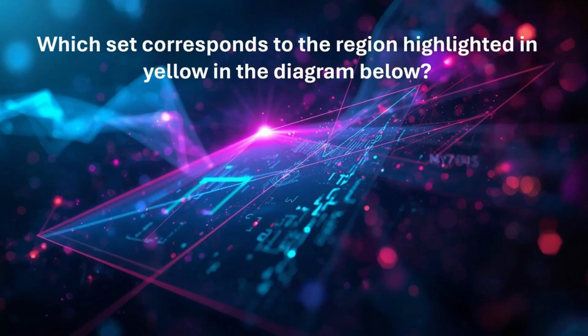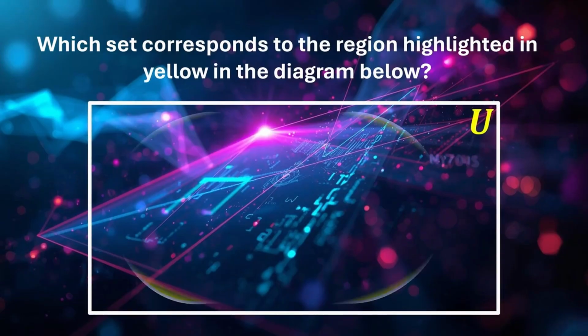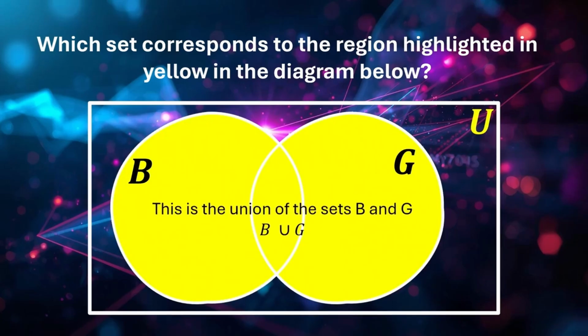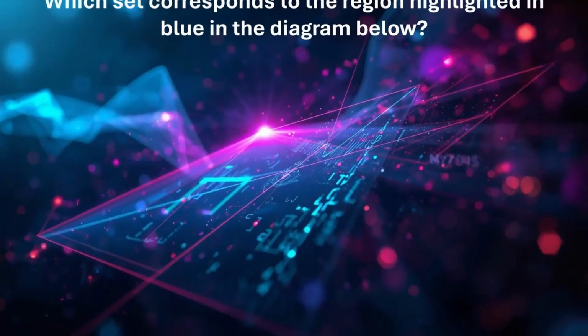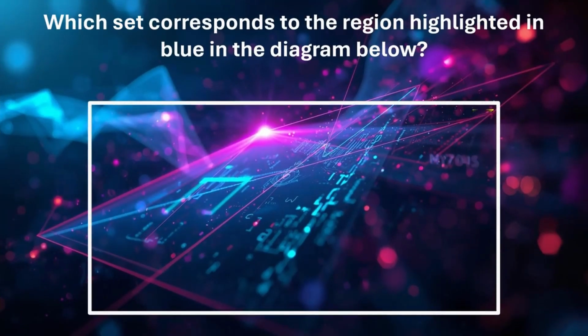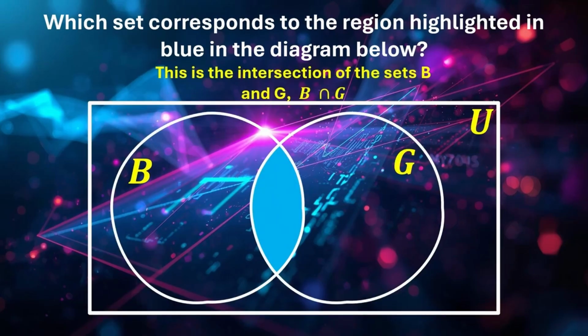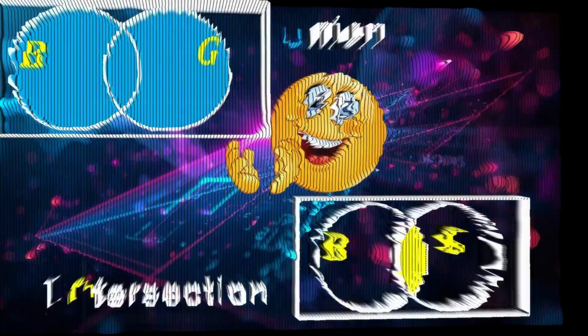Can you tell me which region is highlighted in yellow in this diagram? Since it highlights both sets, including the overlapping region, this must be the union. Very good. And what about this region in blue? What does it represent? Did you see the intersection? That's right. Since it is the overlapping region of the Venn diagram, this must be the intersection.